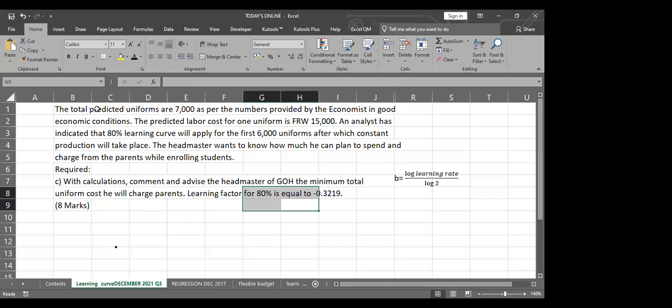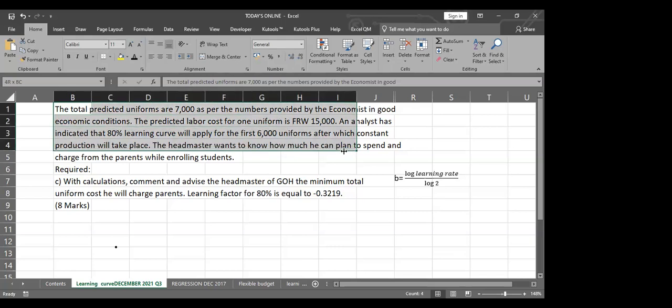So the total predicted uniforms are 7,000. That was the most important issue. Of course, there's other data which I left out, like where they say the person knows about the learning curve. That is okay, he knows. But the issue we were supposed to use in calculating was this one here. So I copy pasted that here. The total predicted uniforms are 7,000 as per the numbers provided by economists in good economic conditions.